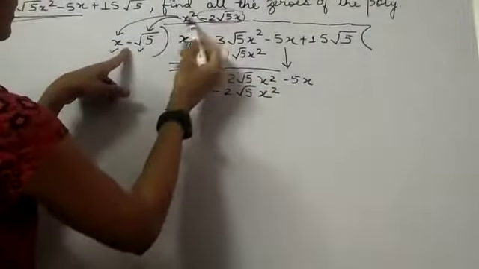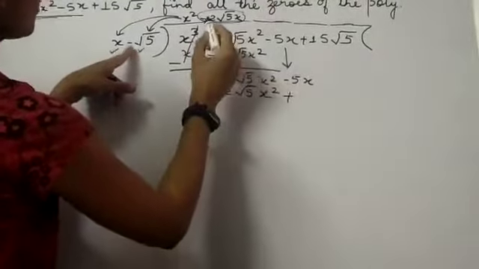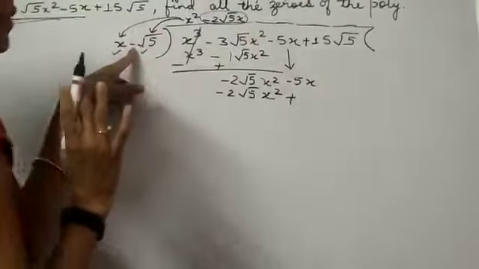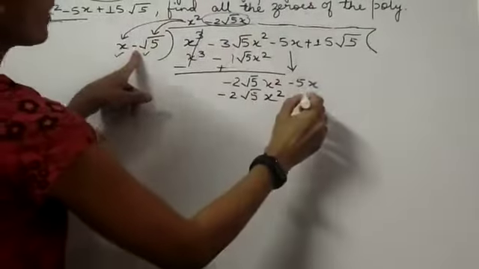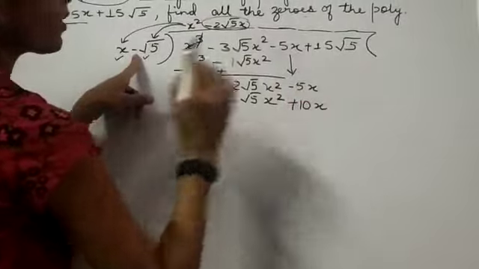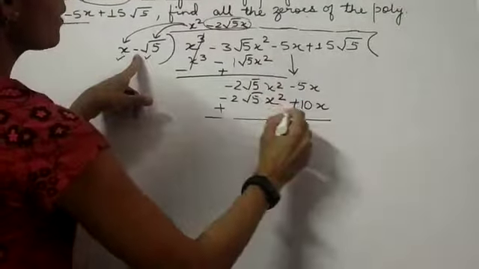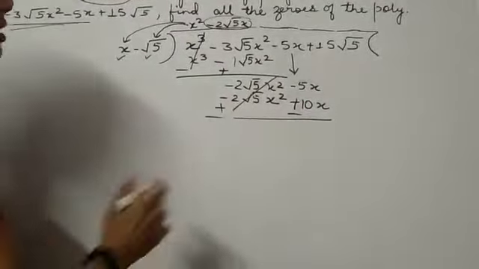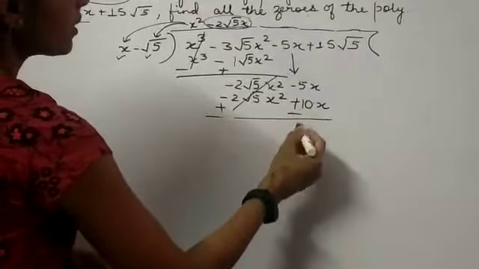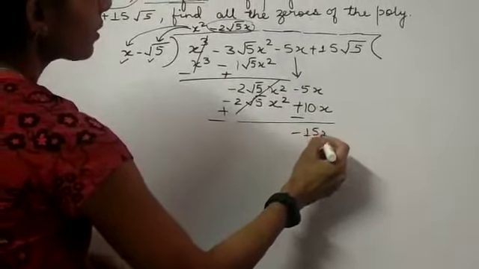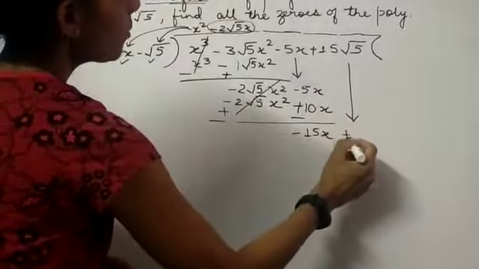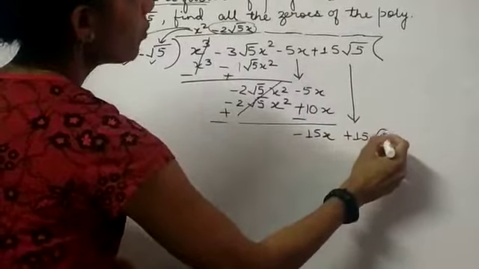Then again, minus and minus becomes plus. 2 root 5 and root 5 will be 5, so 2 into 5 will be 10x. Again subtracting, this will get cancelled. Minus 5 and minus 10 will be minus 15x. Again bring this down, so this will be minus 15 root 5.